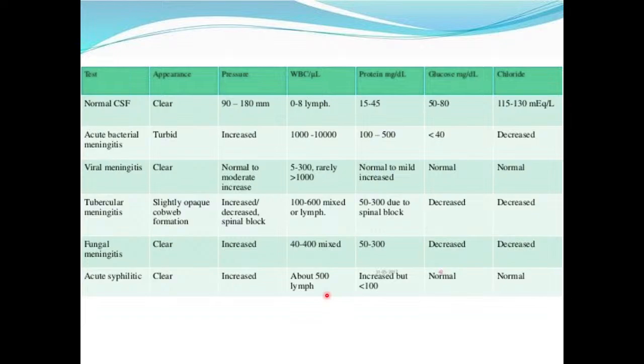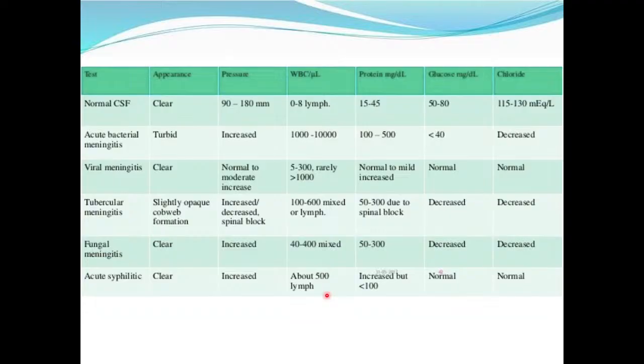So what are the findings in normal CSF? Pressure could be 90 to 180 mm, the WBC is 5, protein is 15 to 45, glucose is 2/3 of the serum, and chloride is 116 to 125. In bacterial meningitis, the CSF appears turbid, the pressure is increased, the TLC must be high, and due to the infection the WBCs secrete protein, so the protein level increases, and they eat up all the glucose.